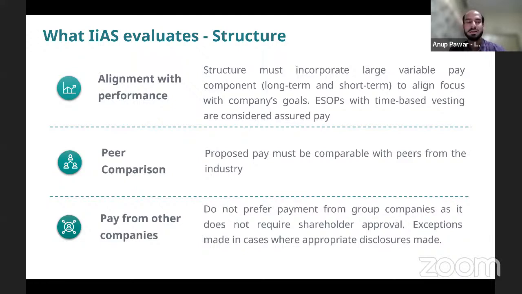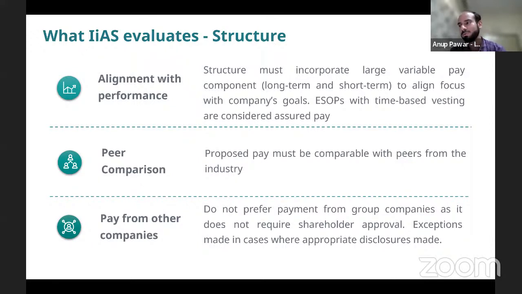And the way you align is, you put out performance metrics and you align pay with performance by adding a huge variable pay component. So if the company performs well, you take home a larger salary. If the company does not perform well, loss making or reduced subdued profits, etc., you take a smaller amount of money home. Peer comparison. Every industry has their broad peer benchmarks.